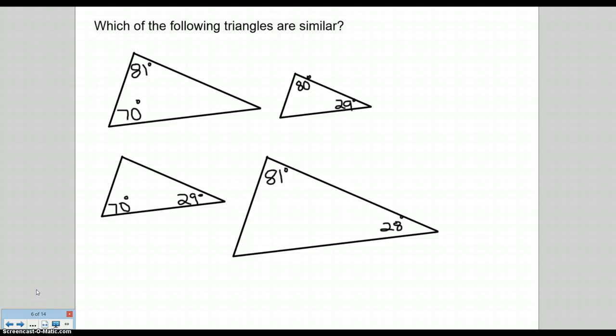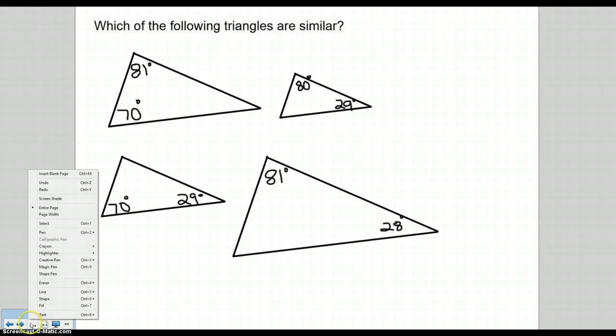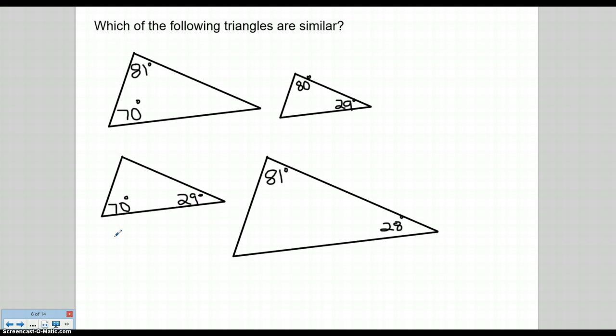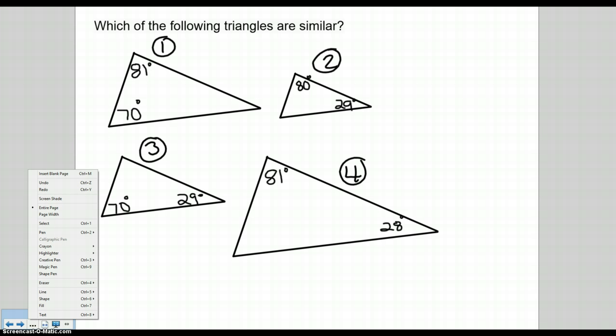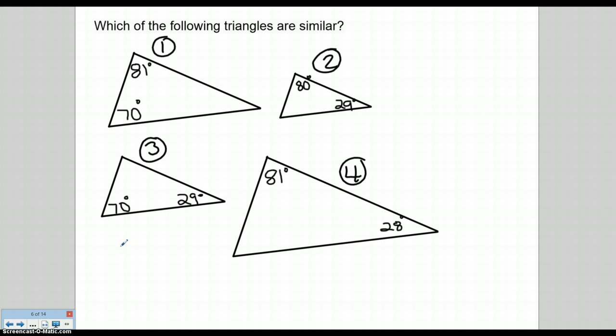So now, which of the following triangles are similar? We have 4 triangles. We want to say, okay, which 2 of these can we say are similar? So I'm going to label each triangle 1, 2, 3, and 4 so we can easily identify them. It's easier to understand which one I'm talking about. We're only given 2 angles in each of these triangles. Well, let's figure out the third angle for each triangle before we do anything else.